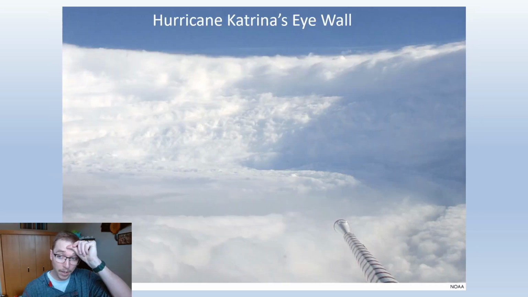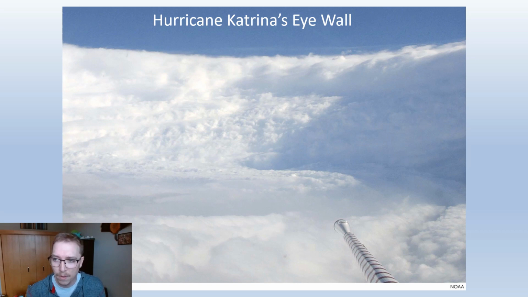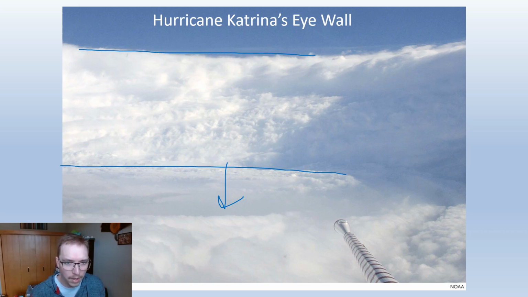So here we're looking at this mass here. This is Hurricane Katrina's eye wall. This was photographed on the 28th of August from a NOAA reconnaissance plane. So the eye would be here, and then we're looking at this big feature here. This is the eye wall, this whole space cupping around here.